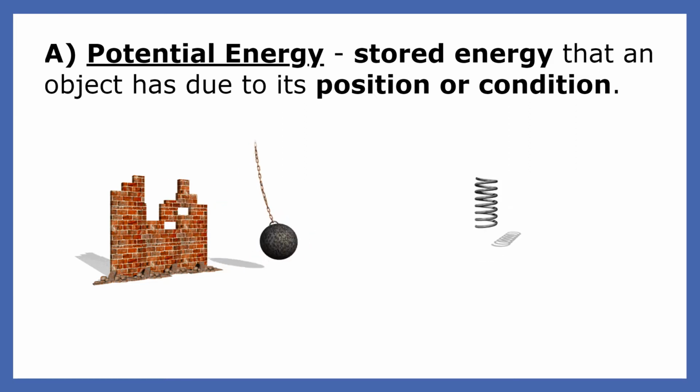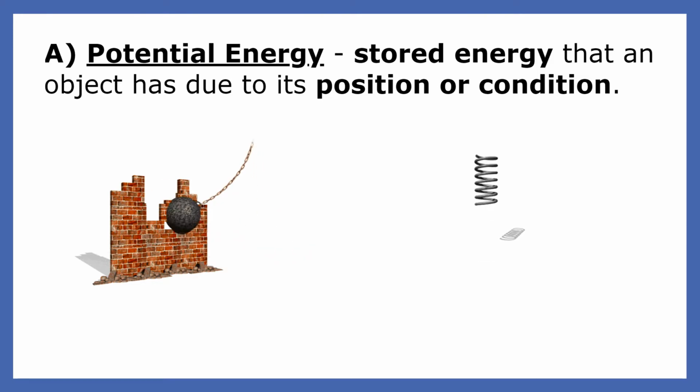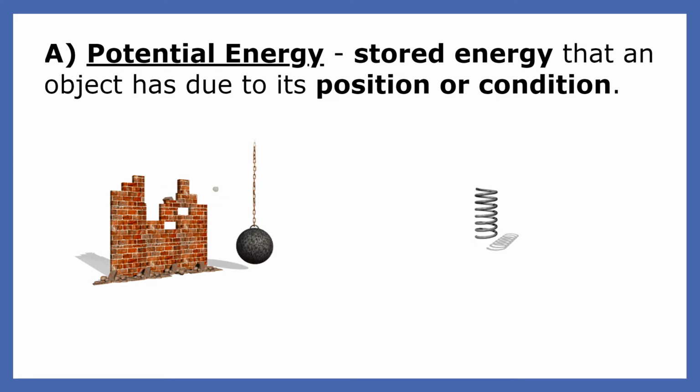The higher an object goes into a gravitational field, the larger its potential energy. The mass of an object also contributes to its potential energy. If the wrecking ball had a greater mass, it would have more potential energy and could do even more work on the wall.